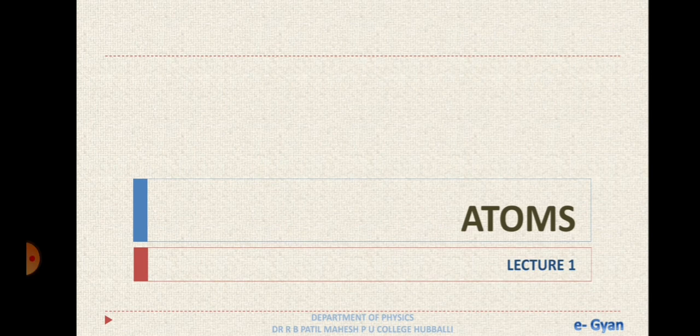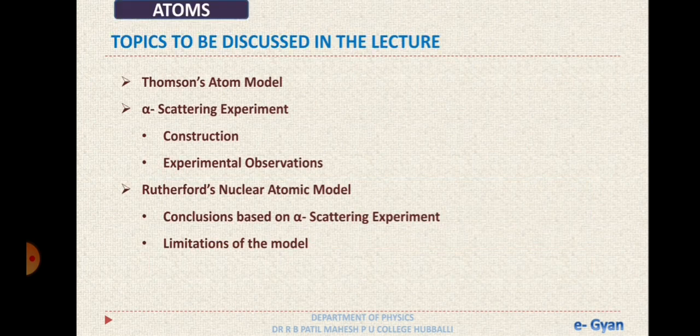Welcome to the discussion on the chapter Atoms. In lecture 1, we are going to discuss Thomson's atom model, the alpha scattering experiment, its construction and experimental observations. On the basis of the alpha scattering experiment, we'll try to understand Rutherford's nuclear atomic model and the limitations of Rutherford's atomic model.